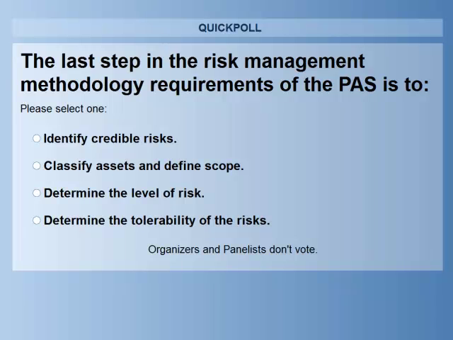The last step in the risk management methodology requirements of the PAS is to identify credible risks, classify assets and define scope, define the level of risk, determine the tolerability of the risk.